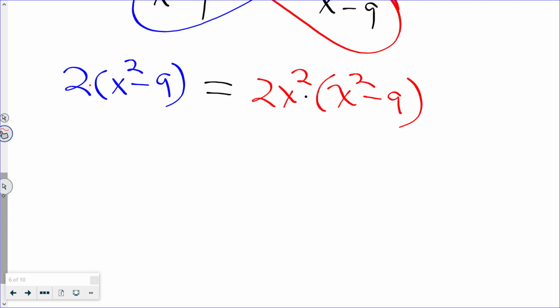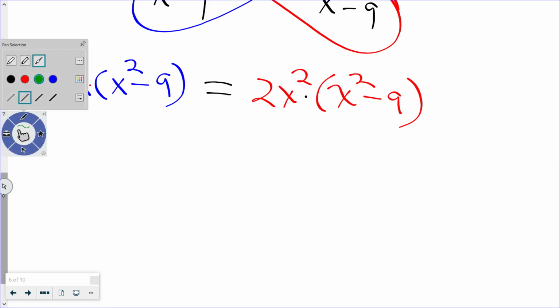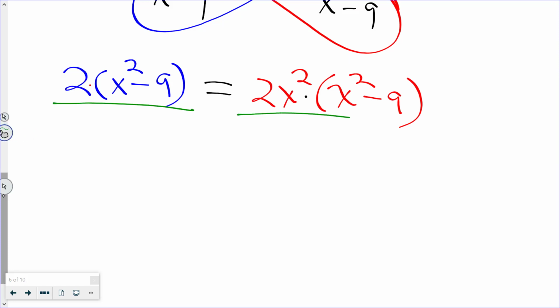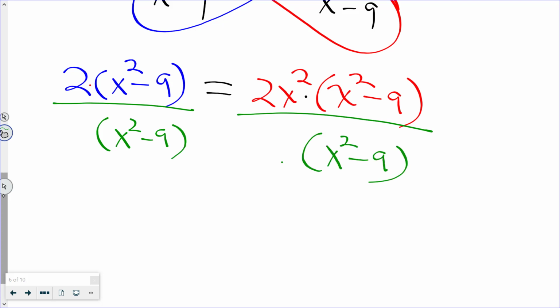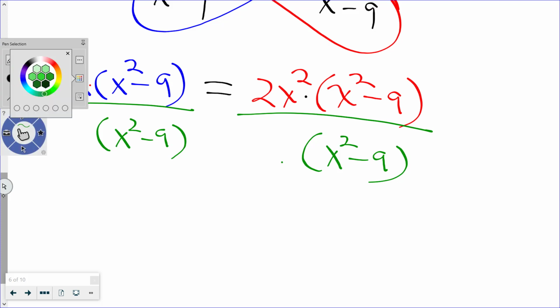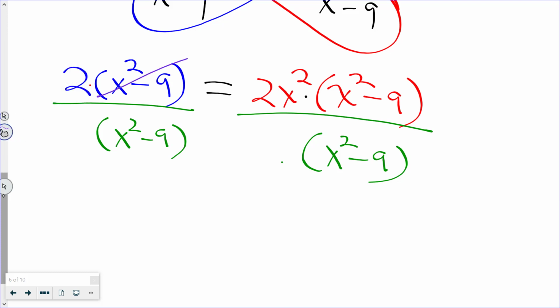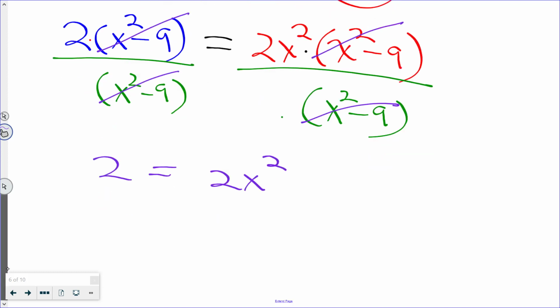So this entire quantity is one factor. We could divide both sides by x squared minus 9. We could also divide both sides by 2. Let's do the x squared minus 9 first. That cancels out. We have 2 equals 2x squared. Divide both sides by 2. You get 1 equals x squared.